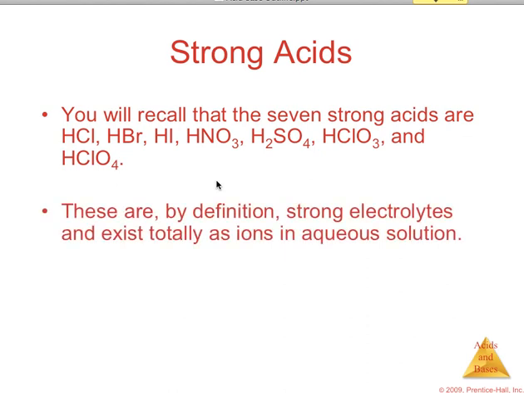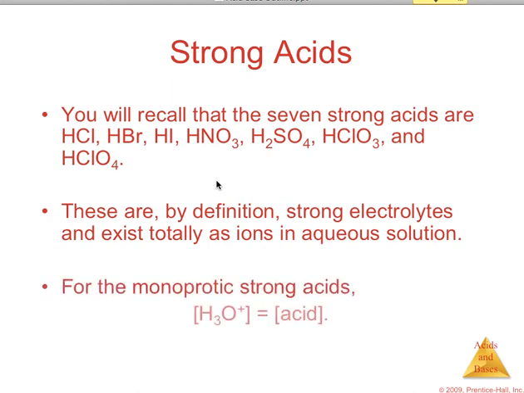Okay. Strong acids, there are 7 of them. You need to memorize those. Okay, they are strong electrolytes, existing totally as ions in aqueous solution. If that acid has only 1 proton, meaning it is monoprotic, hydrochloric, hydrobromic, hydroiodic, nitric, chloric, and perchloric are all monoprotic. I only get 1 hydrogen. For those monoprotic strong acids, the concentration of the hydronium is equal to the concentration of the acid because it fully ionizes.